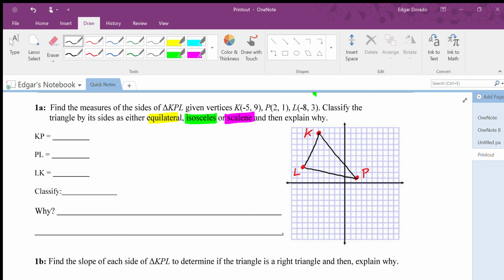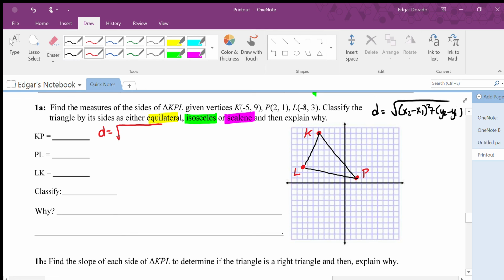What's the length of KP? Well, we know how to do that, guys. Remember, we have our distance formula. Go ahead and write it up here. D equals the square root of, hopefully you guys remember this, x2 minus x1 squared plus y2 minus y1 squared. Hopefully you guys still remember that formula. If you don't, remember this is stuff from chapter 1, so go ahead and make sure you watch some of those videos regarding the distance formula. Alright, let's go ahead and do the first one. So I want to calculate that distance.